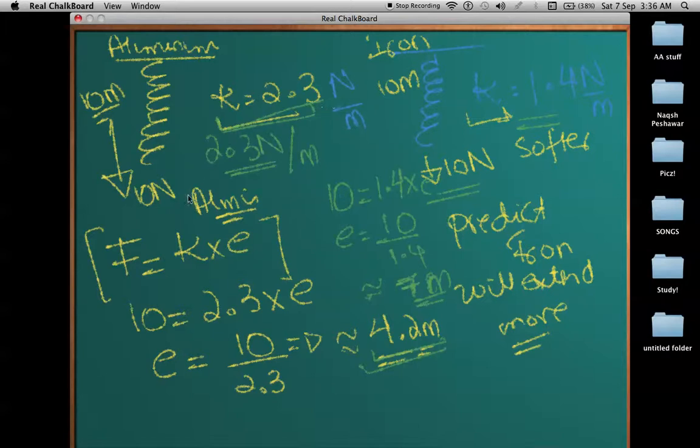Since you are applying 10 newtons, just divide this by 2.3 and you will see how many meters it will extend. However, if you talk about this one, in this case, you need 1.4 newtons for every meter. So if you want to extend it by 1 meter, you need 1.4 newtons. So this makes it a softer spring. Before you even start calculating, you should know how to predict some of the values. You should just look at the value of the stiffness of the spring, and you should be able to tell which of the two springs would be a softer spring.